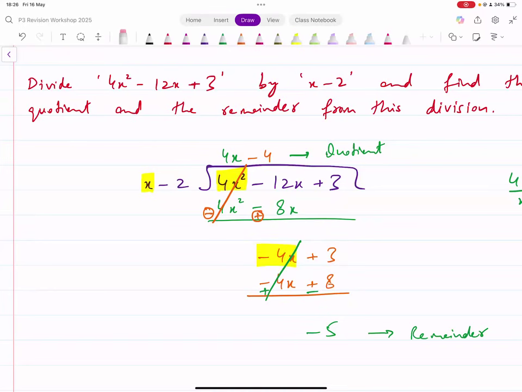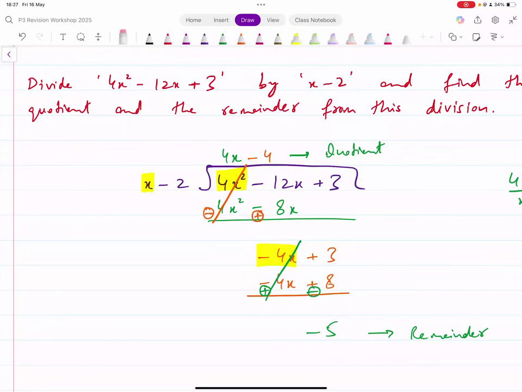And then you just repeat this process. You think of it like this: what do you multiply x by to get minus 4x? You'll have to multiply it by minus 4. So you have minus 4 in the quotient here. You multiply minus 4 with this whole thing. That gives you minus 4x plus 8. In the next step, you change the signs again. This becomes plus, this becomes minus. Now minus 4x plus 4x, that gets cancelled. And you have this left, minus 5.